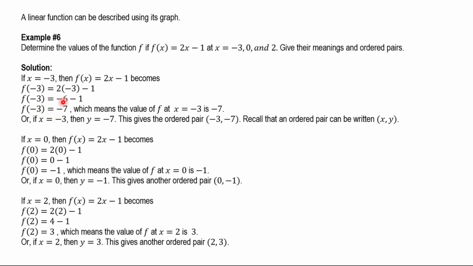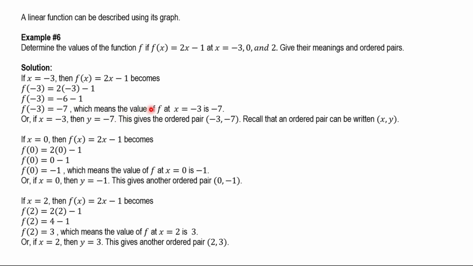That is negative 6 minus negative 1. It's negative minus, so they're the same. They're both negative. So, the result is negative 7. Right? If we have the same sign, just combine. So, f of negative 3 is negative 7.